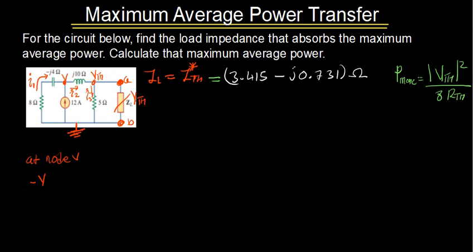Minus V divided by what do we have? Divided by 8 minus J4 ohms. Okay, then that will give us, we say plus the 12 amps current. Then that is going to be equal to what? That will be equal to the V, I mean just the V minus the V Thevenin, divided by what? Divided by the J10 ohms inductor.